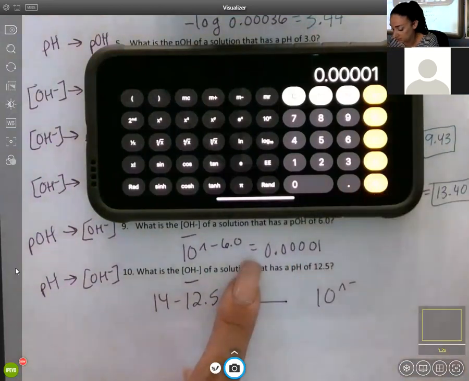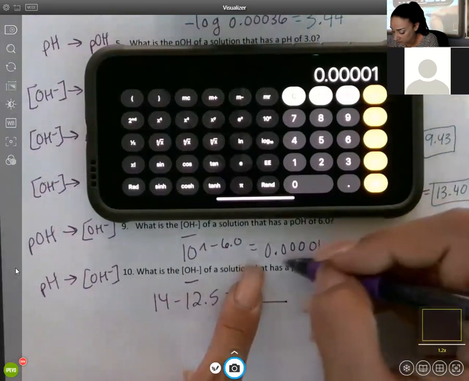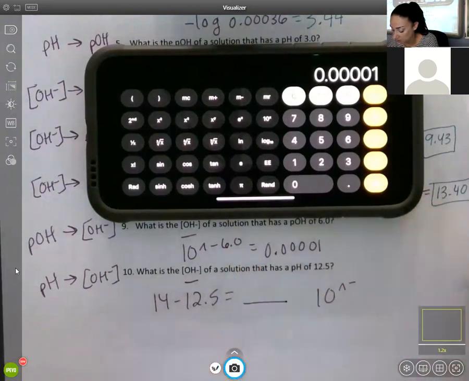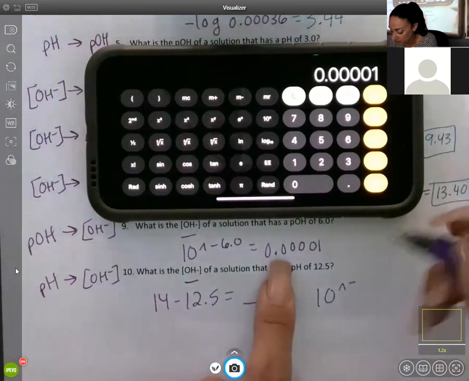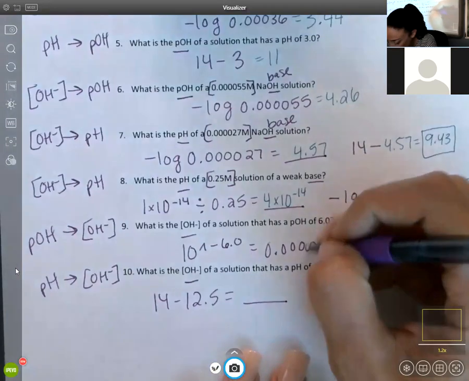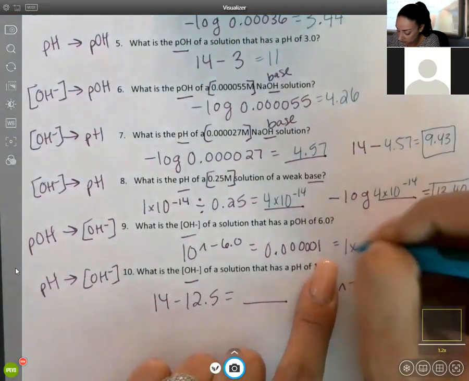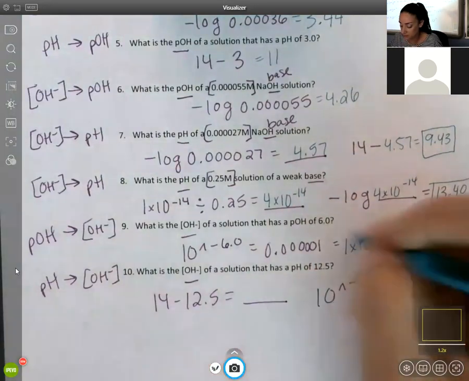Now it tells us the answer is 0.00001. Okay. But we are going to put this into scientific notation. Okay, so we're going to be moving this over 1, 2, 3, 4, 5 times. Okay, so we're going to end up getting, oh, I missed a 0 there. We're going to end up getting 1 times 10 to the negative 6 for our answer.